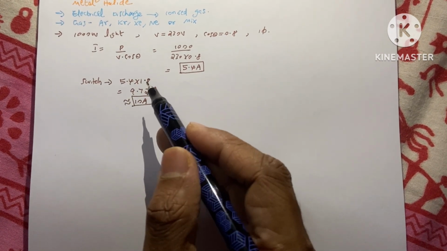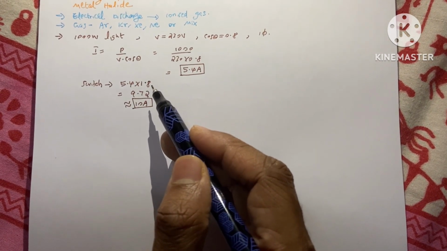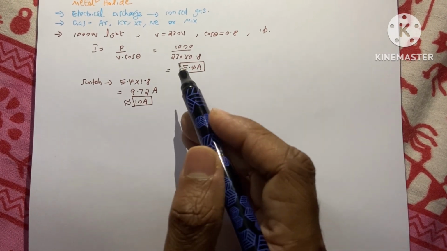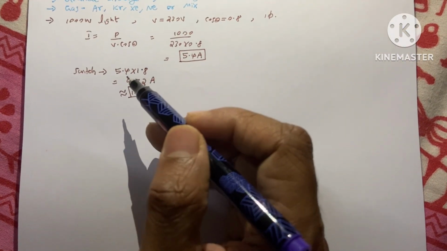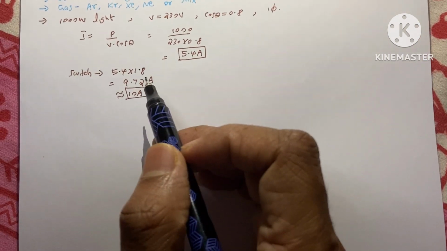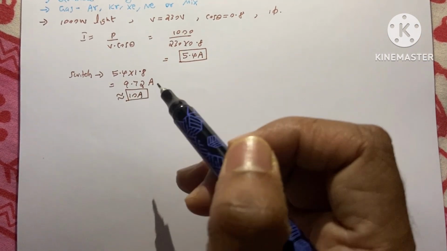Why do we take 1.8 here? Because during the starting of the discharge light, it will draw a current of 1.8 times. I hope you got my simple calculation.